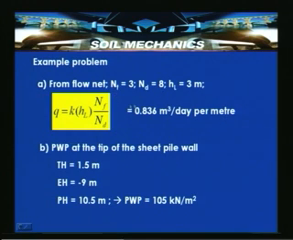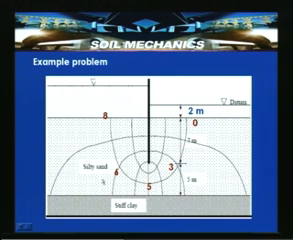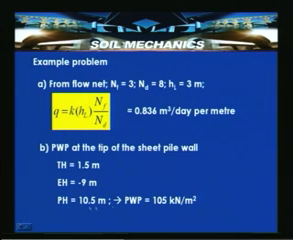With that we can calculate Q, and the pore water pressure at the tip of the sheet pile wall can be calculated by knowing the total head of 1.5 meters and the elevation head. By considering this as datum, we can calculate the pressure here. The elevation head is known, with that we can calculate the pressure head, and at the tip of the sheet pile wall the pore water pressure is around 105 kg per meter square.